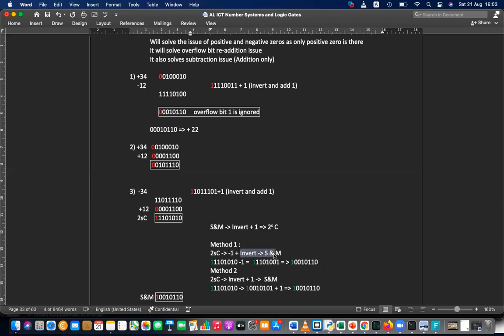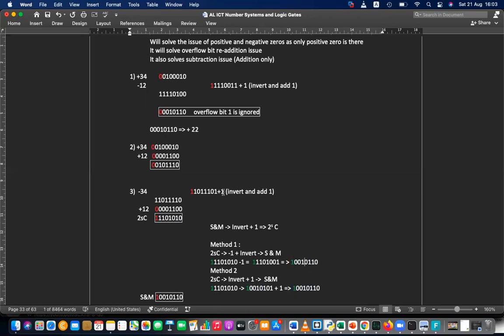Without doing that, if you get this number, this is the answer now. If you get this number, then just invert that, and then add 1. After inverting and adding 1, you will get the same number like this.